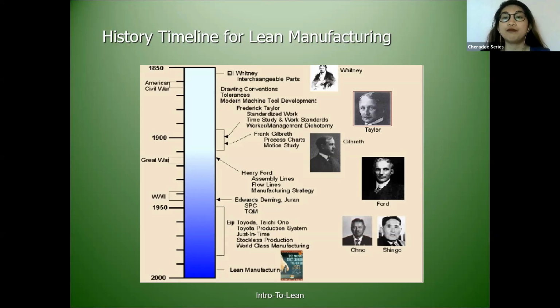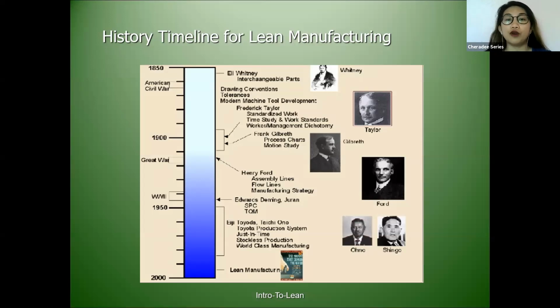Also, time study and work standards. For sure, you already passed methods engineering, so you know what time study and work standards are. And then the worker-management dichotomy. During that time also, in methods engineering or methods study, there are the Gilbreths and the Therbligs. Are you familiar with Therbligs? Therblig was made by the couple Frank and Lillian Gilbreth. It's actually their surname, Gilbreth, spelled backwards. Therbligs are for the minute, small movements, which can then be computed and standardized through the Therblig icons. They also had the process charts and the motion study.